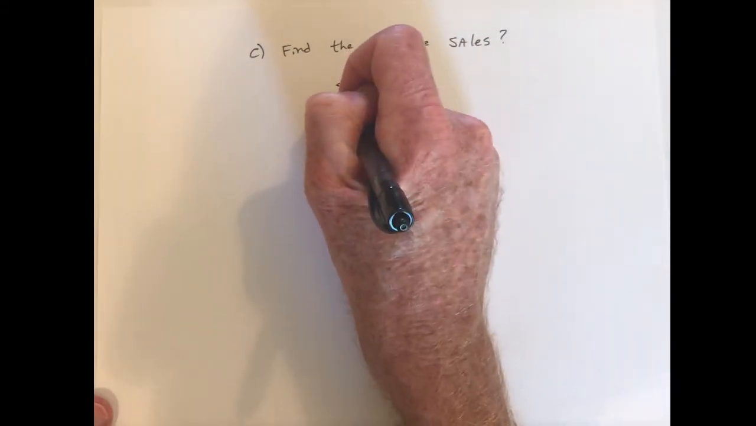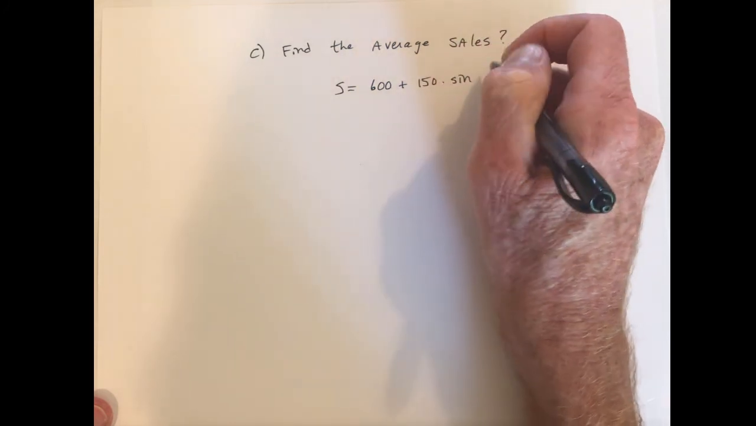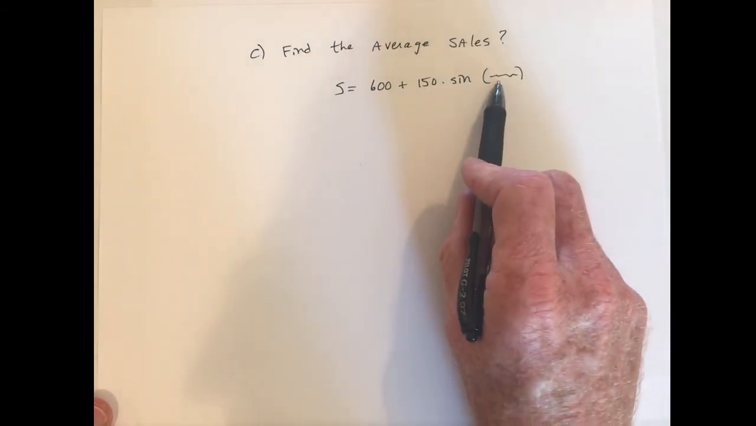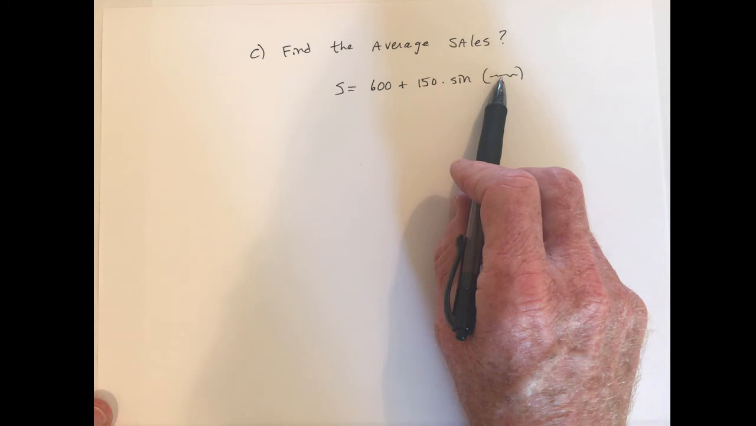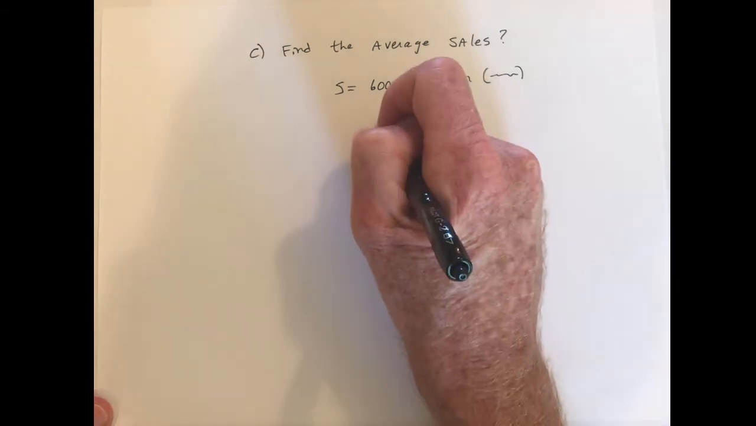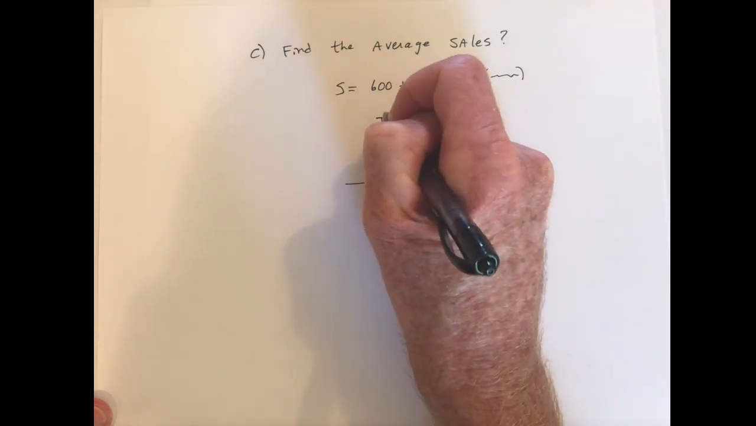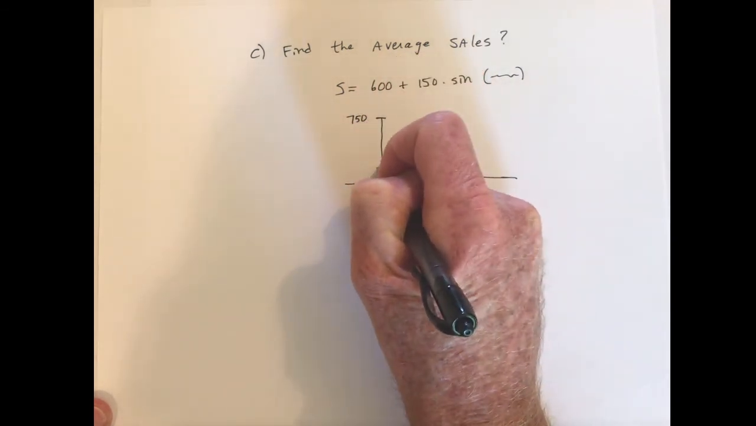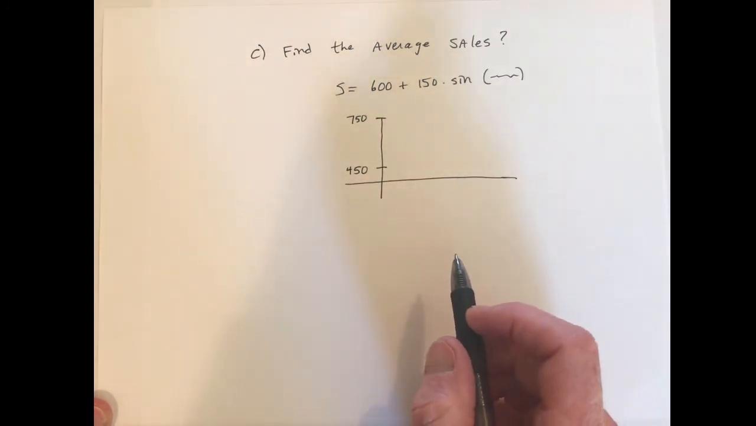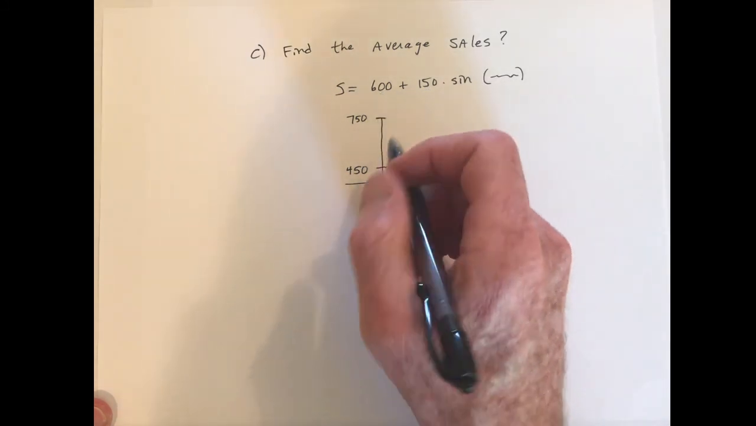So the function was 600 plus 150 sine blah, blah, blah. Because this part, I don't need to answer this question. This part was for the period. This is about the sales, so that's about what S equals. And S equals, basically, it's going to range between, so when you add these two, that's the biggest it's going to get, 750. And when you subtract these two, that's the smallest it's going to get. And it's going to be this 600 that's in the middle.